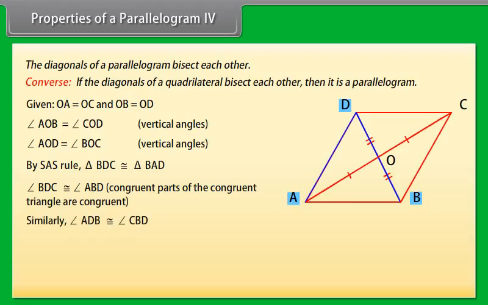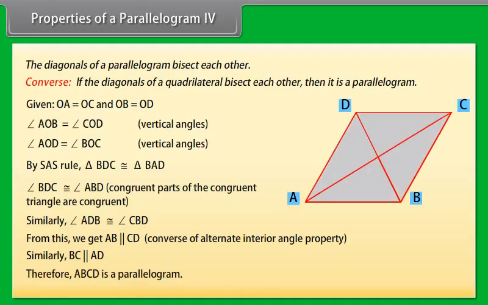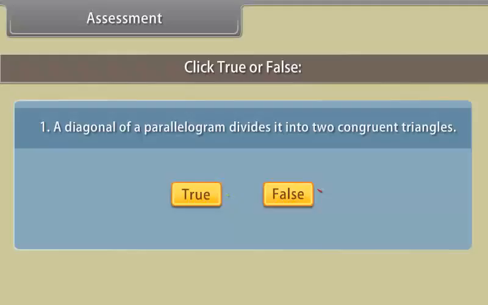Similarly, angle ADB is congruent to angle CBD. From this we get AB is parallel to CD. Similarly, BC is parallel to AD, using the converse of the alternate interior angle property. Therefore, ABCD is a parallelogram.